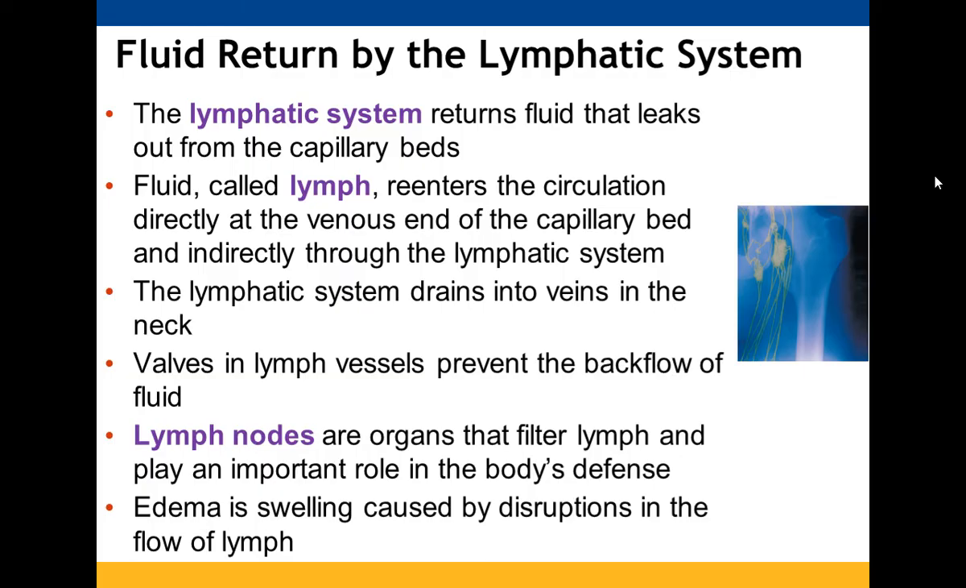Sometimes there is fluid that leaks out from the capillaries, and that fluid gets returned via the lymphatic system. This fluid's called lymph, and it's going to enter on the venous side of the capillary bed. And the lymph will drain into veins in the neck. Again, we've talked a lot about checks and balances so far with the veins and with the arteries. There are valves to prevent that backflow.